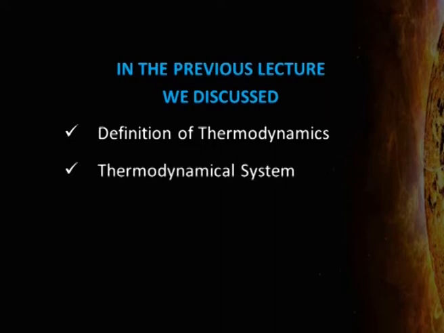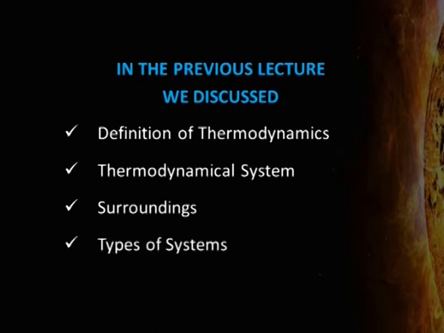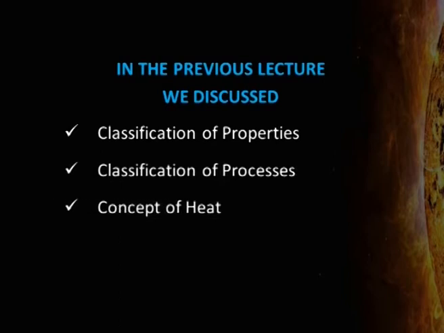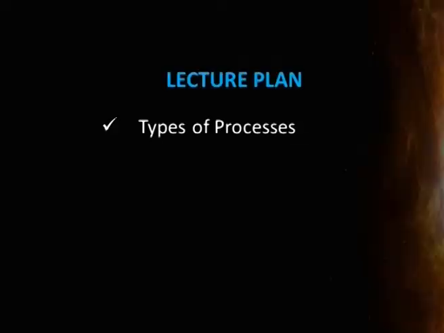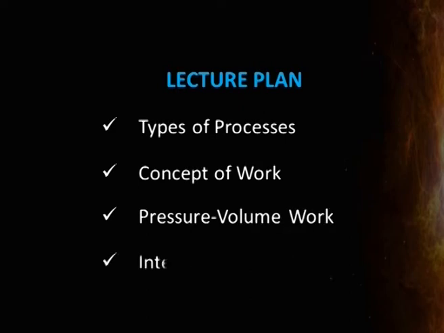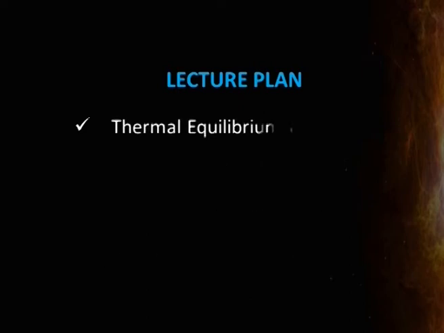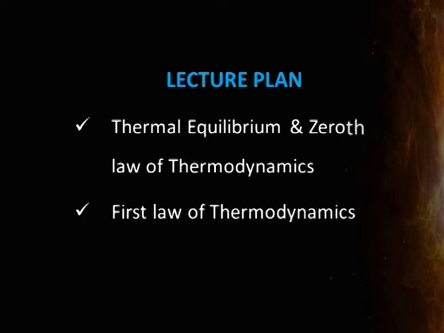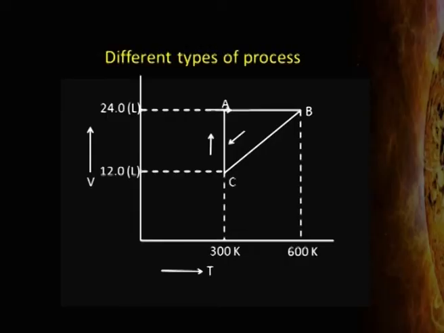Thermodynamical system, surroundings, types of systems, classification of properties, classification of processes and concept of heat. In continuation, today we are going to discuss some examples which will help in better understanding for types of processes, concept of work, pressure volume work, internal energy, thermal equilibrium and zeroth law of thermodynamics and first law of thermodynamics. Here is an example which will show different types of processes.